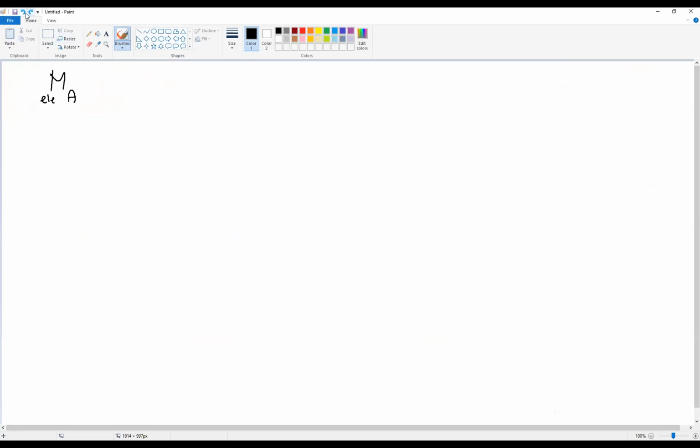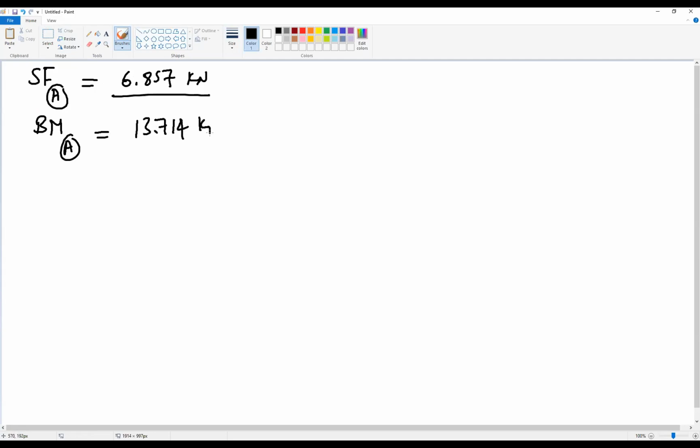Sorry, we'll start with shear. The shear force at element A will be 6.857 kilonewton. Okay, the bending moment at A will be 13.714 kilonewton meter. How can we get this?